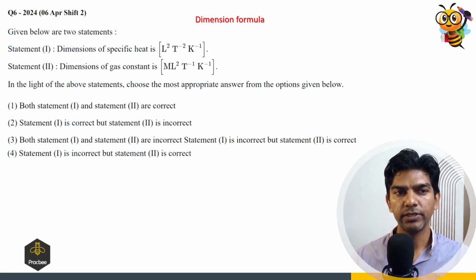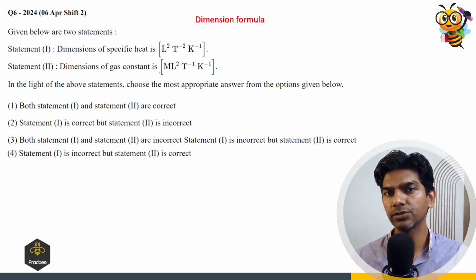Given below are two statements. Statement 1: dimensions of specific heat is L raised to power 2, T raised to power minus 2, K raised to power minus 1. Second statement: the dimension of gas constant is M L raised to power 2 T raised to power minus 1 K raised to power minus 1.